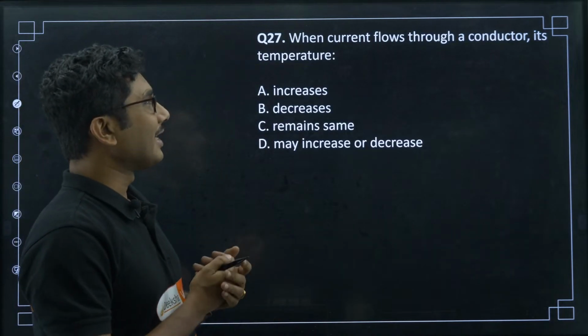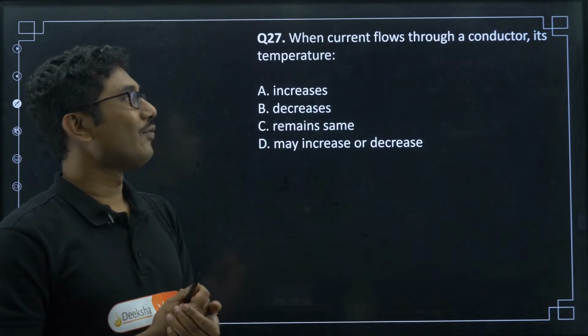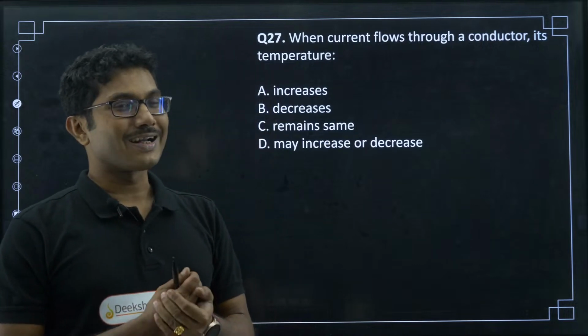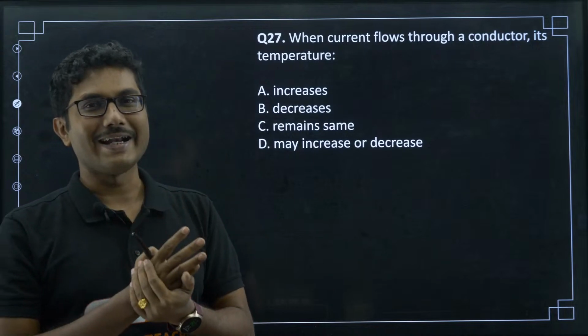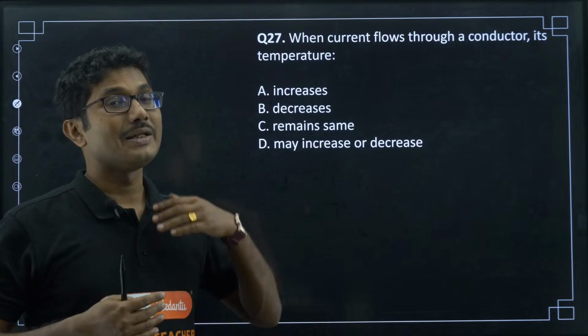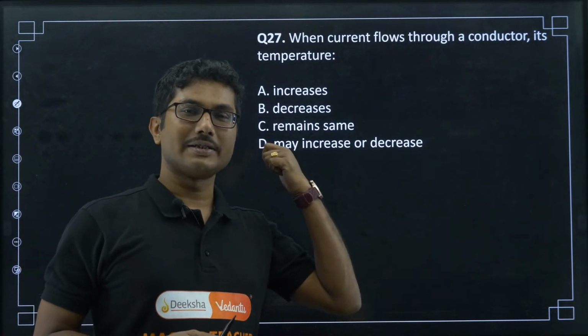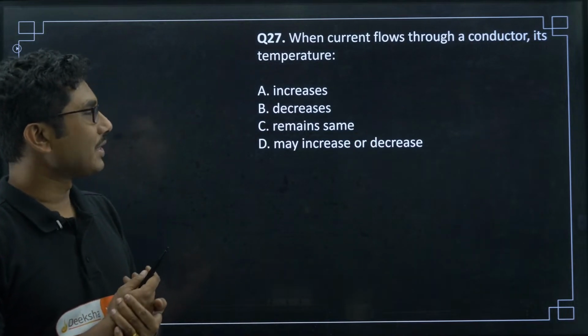27. When current flows through a conductor, its temperature. Now this is not an ideal condition. This is a regular condition. If it were an ideal condition, Ohm's law is valid, then temperature would have remained constant. But this is not an ideal case. This is a general case. Okay, so when current flows through a conductor, its temperature.